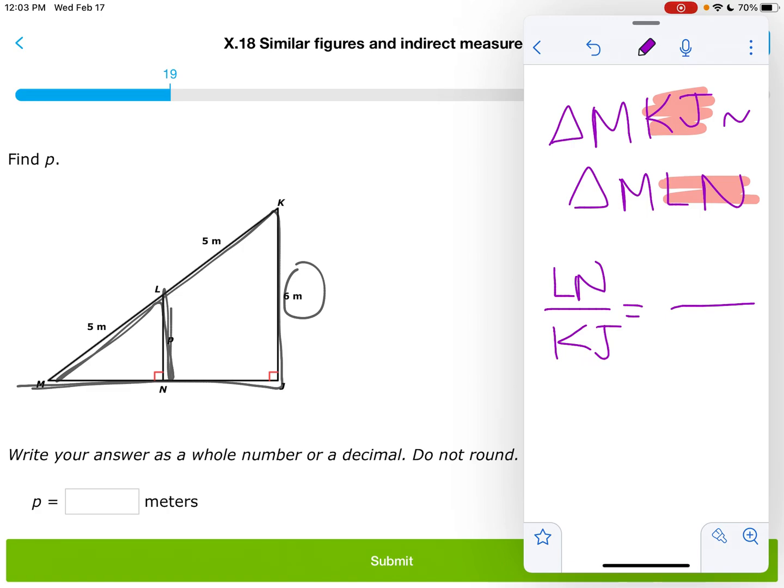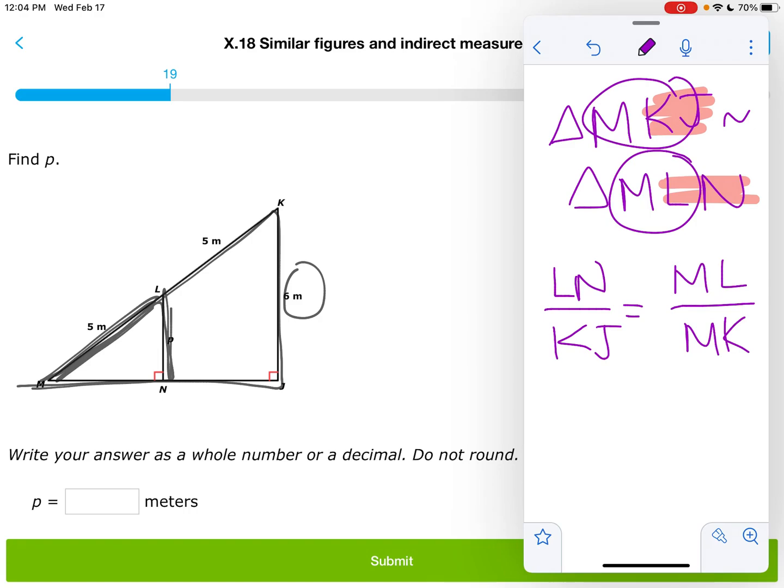Now take a look again at our small triangle, triangle MLN. Which side do we know? Right, we know this one right here, ML. We know that that is 5. So that's what we write up on top. ML really corresponds to MK. So that's our second line.